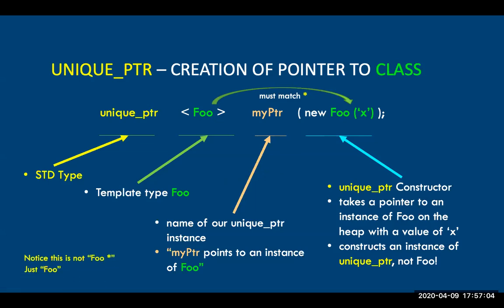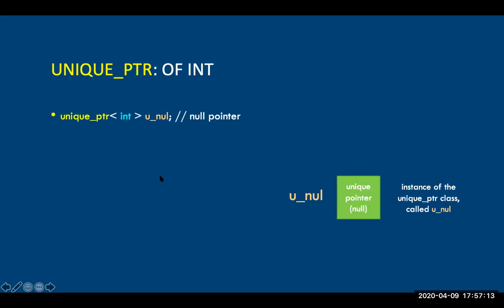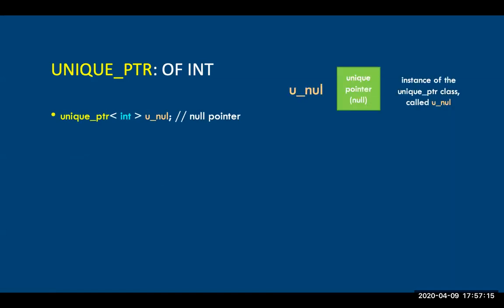And of course, we have all of the niceness of this stuff being developed for us and debugged and everything. So let's take a look at a couple more of these. So unique pointer of int, and my nomenclature here, U means unique pointer, underscore null is just a reminder that we created that thing null, but it doesn't always have to stay null.